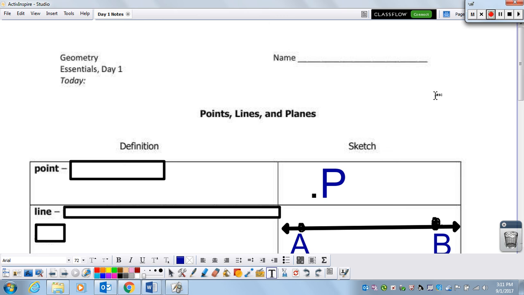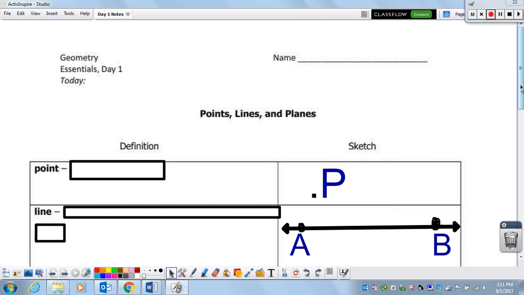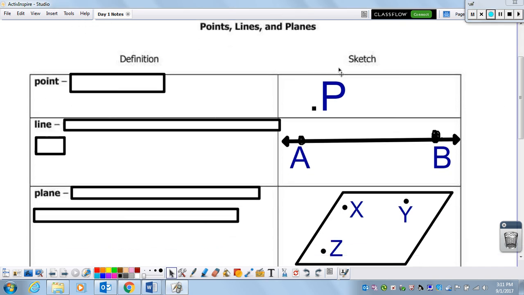There's a lot of vocabulary here in this unit, so pay close attention. We will go through it. I will give you the definitions and sketches of a lot of these things that we have here.